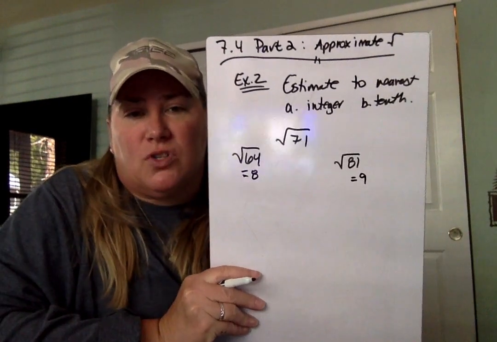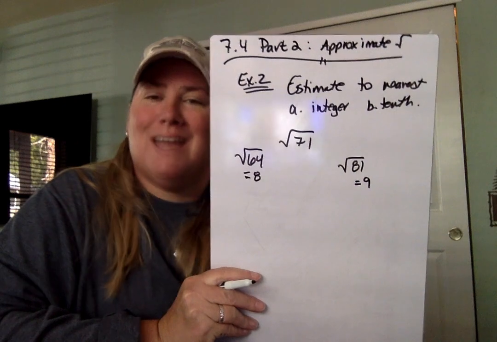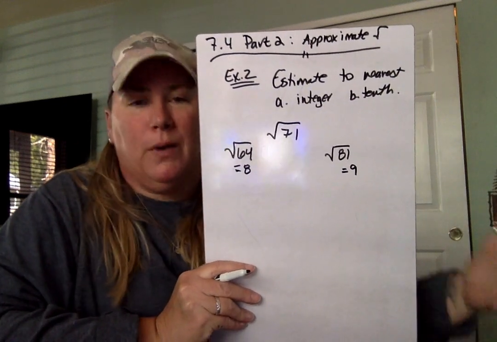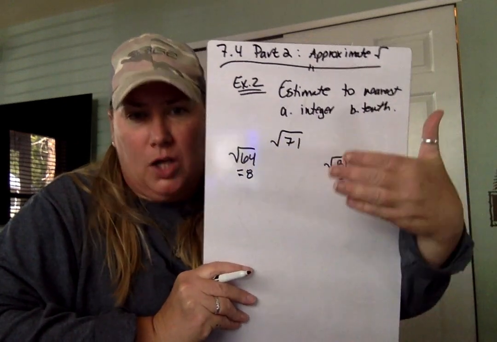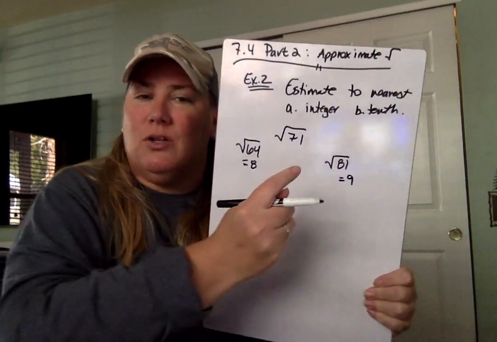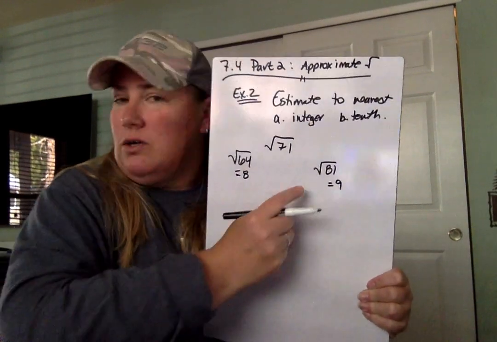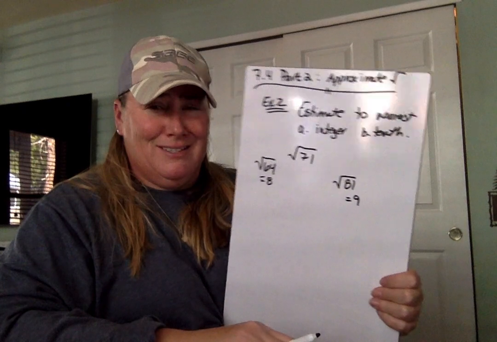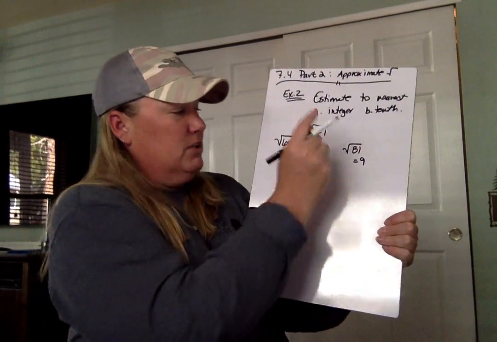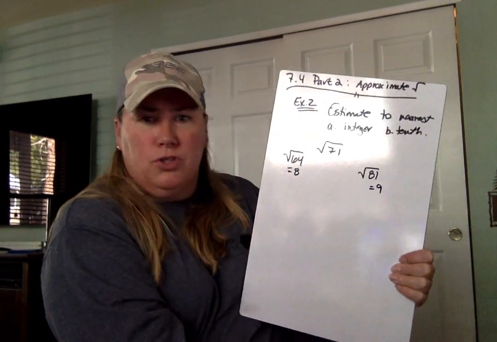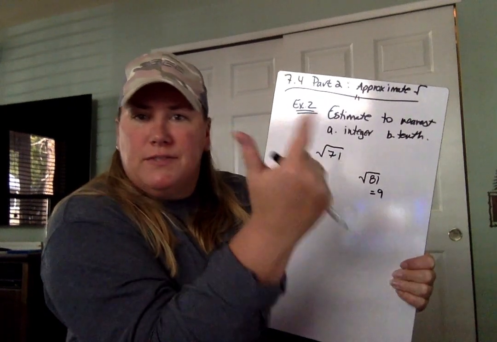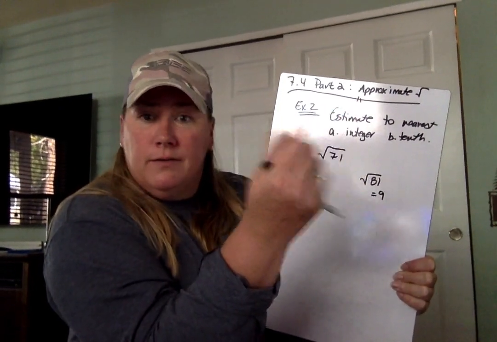So now we know the square root of 71 is going to be 8 point something, but we want to get close to the nearest integer, and we don't know if it's closer to 8 or closer to 9. So we're going to figure out the distance. So how far is 64 from 71? Just use your fingers. 64, 65, 66, 67, 68, 69, 70, 71.